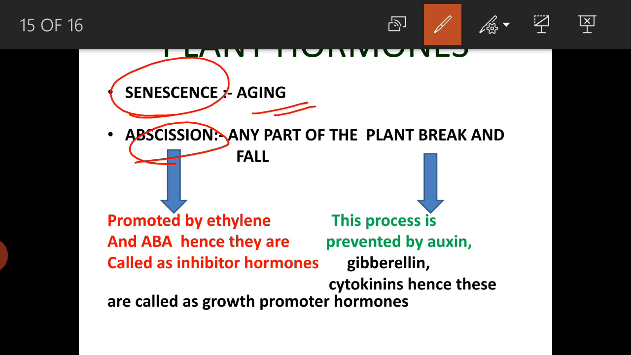Both processes are favored or stimulated by abscisic acid and ethylene, and therefore these hormones are called growth inhibitor hormones. Whereas hormones like auxin, gibberellin and cytokinin prevent abscission and senescence, hence they are called growth promoters.